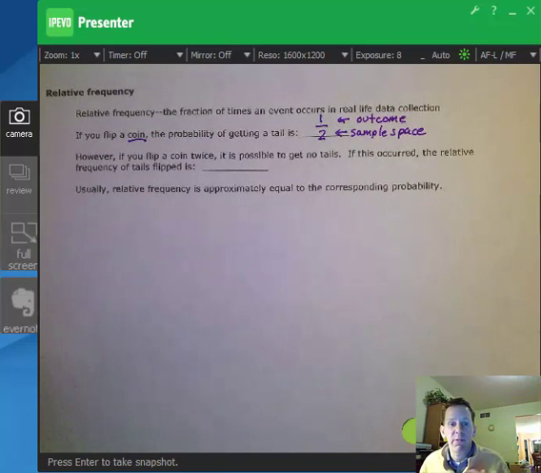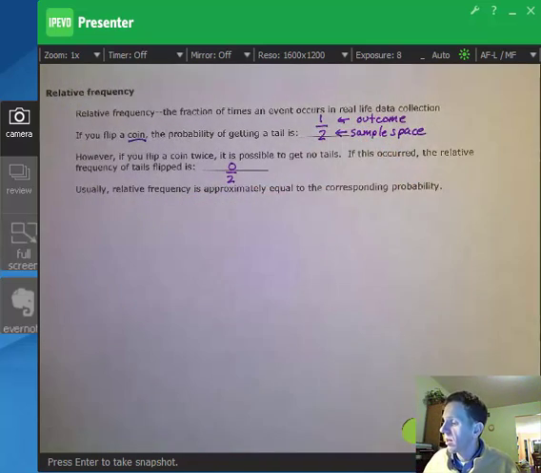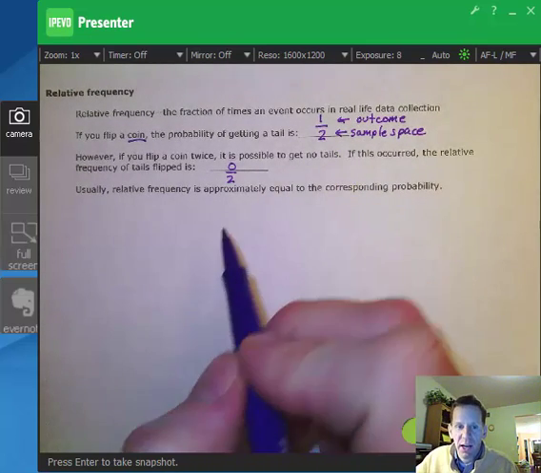However, we know that if you flip a coin twice, it is possible to get no tails. If this actually occurred, we would say the relative frequency of tails flipped is 0 out of 2. Usually relative frequency is approximately equal to the corresponding probability. So a lot of times if you flip a coin twice, you would get 1 out of 2 to match this probability, but it's not always the case.